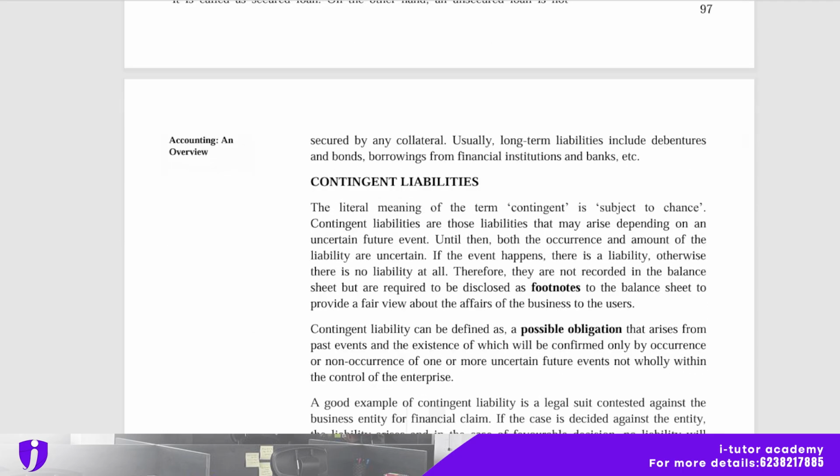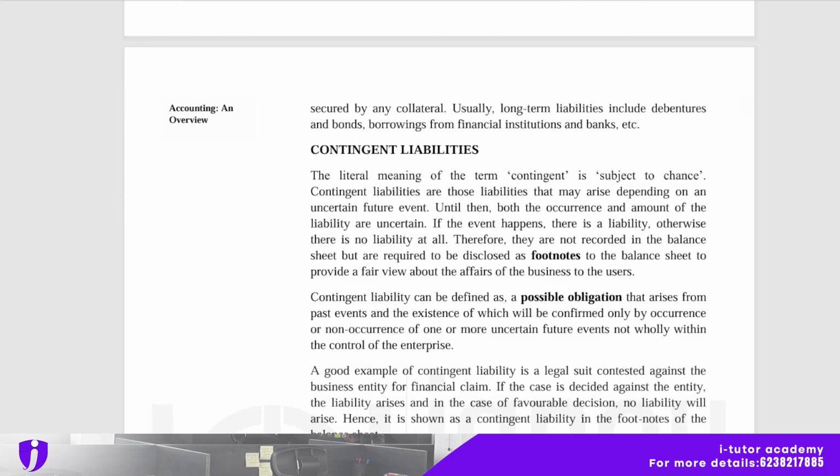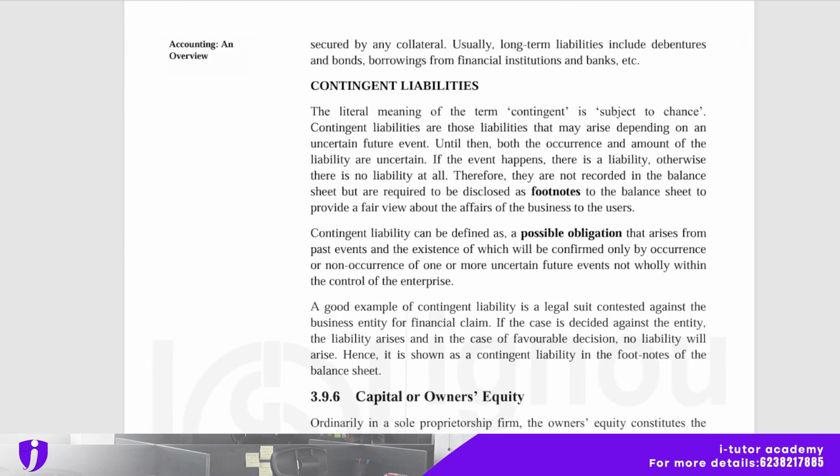And contingent liabilities. The literal meaning of the term contingent is subject to chance. Contingent liabilities are those liabilities that may arise depending on an uncertain future event. Until then, both the occurrence and amount of liability are uncertain. If the event happens, there is a liability. Otherwise, there is no liability at all. Therefore, they are not recorded in the balance sheet but are required to be disclosed as footnotes to the balance sheet to provide a fair view about the affairs of the business to the users.